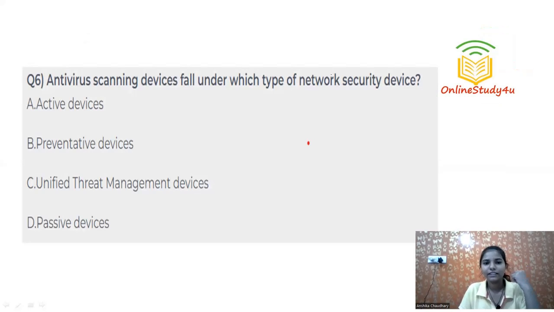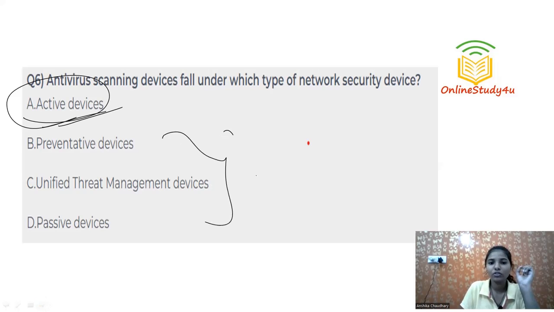Antivirus scanning devices fall under which type of network security devices? So, guys, for network security devices, any antivirus scanning device always comes under the active devices. You must know this. I hope it makes sense. Moving on to the next thing. For the remaining, you should know the theory of these on Google or from somewhere else.